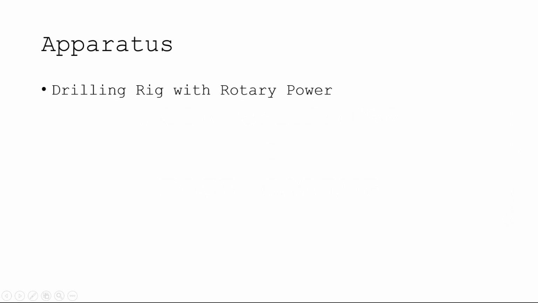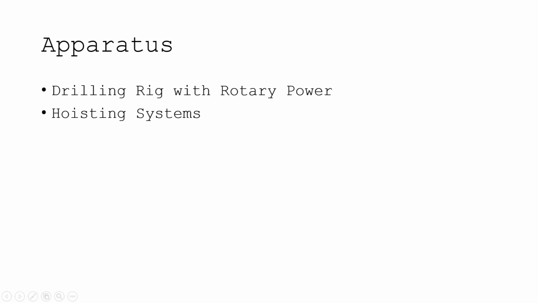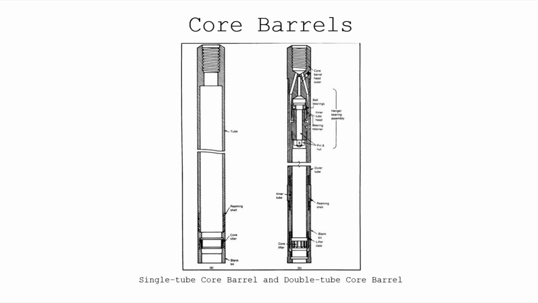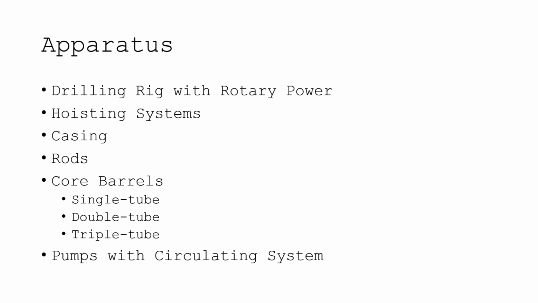Apparatus. Number 1. Drilling rig with rotary power. Number 2. Hoisting systems. Number 3. Casing. Number 4. Rods. Number 5. Core barrels. And number 6. Pumps with a circulating system.